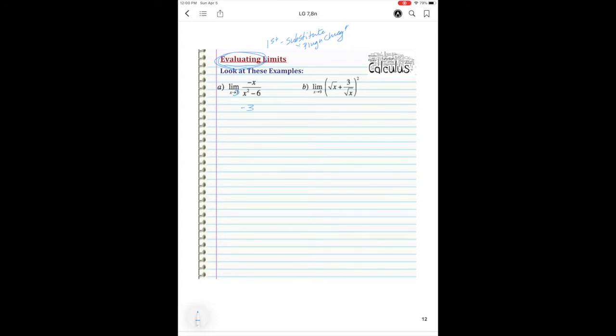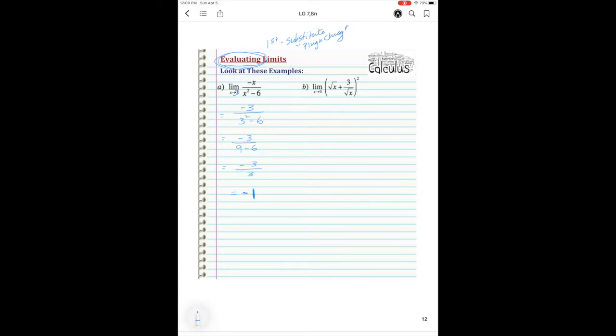So we have negative 3 over 3 squared take away 6. That gets us negative 3 over 9, because 3 squared is 3 times 3, and subtract 6. And so now we get negative 3 over 3, and our answer to the limit question is negative 1. So we know negative 1 is the answer to that question.